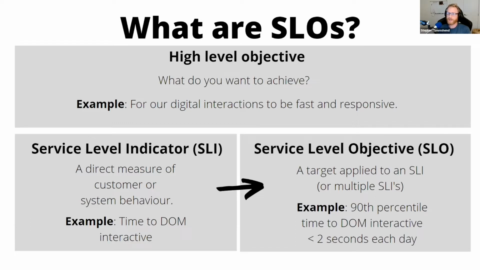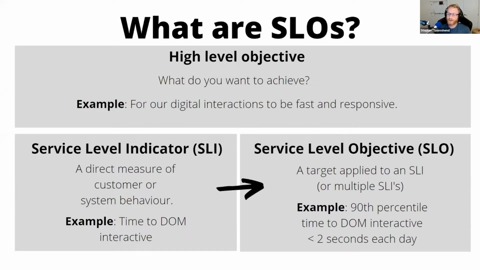A service level objective is a specific target we set for an SLI. So in this case, we're saying that each day we want the service to take 2 seconds or less 90% of the time. We track the SLO in production alongside our business goal, and we make continual adjustments.